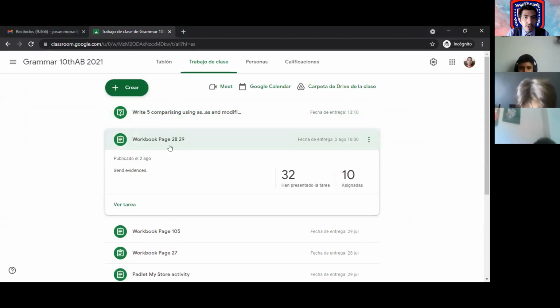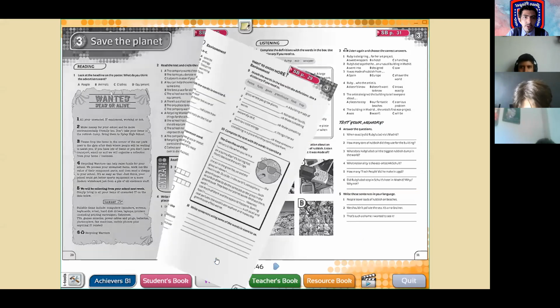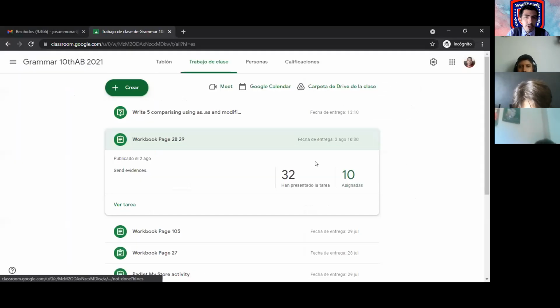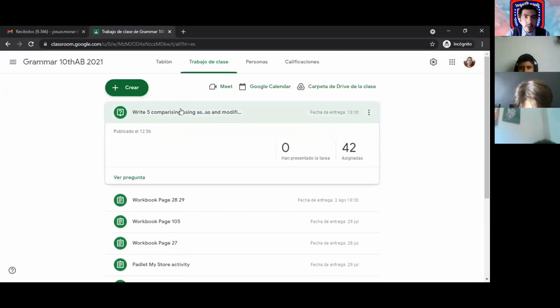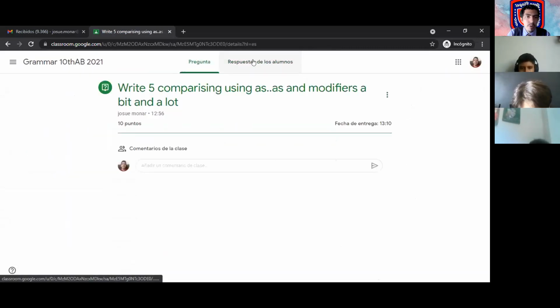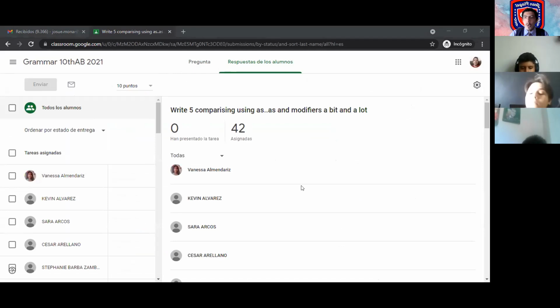Remember, workbook pages 28 and 29 were the last 2 pages of the reading and the vocabulary part, okay? I've seen most students have already finished them, but there are still 10 students who have not. So please don't forget to send them as soon as possible. And here's the activity, okay? You have 10 minutes. I'm going to wait here for your answers until we finish this class hour, okay? Remember, we are done with page number 30, okay?